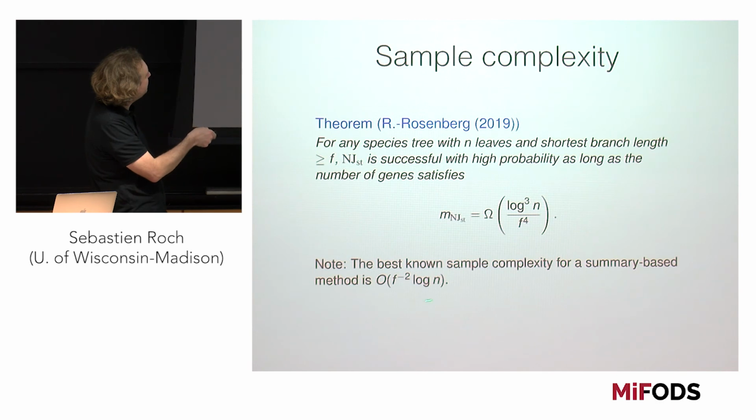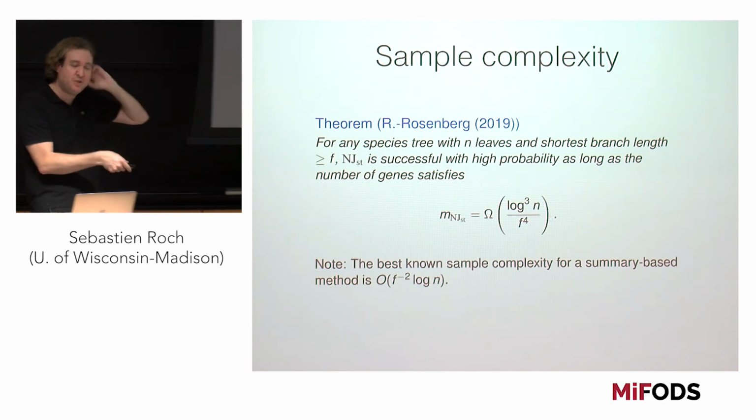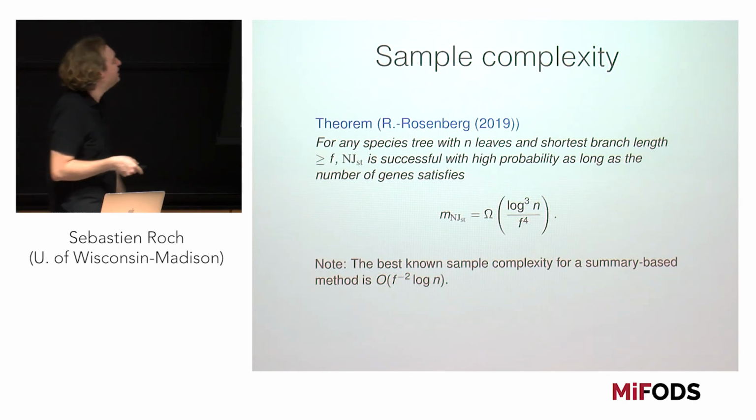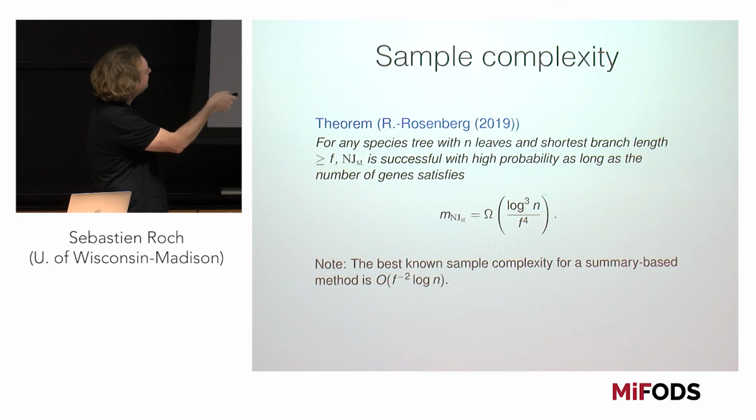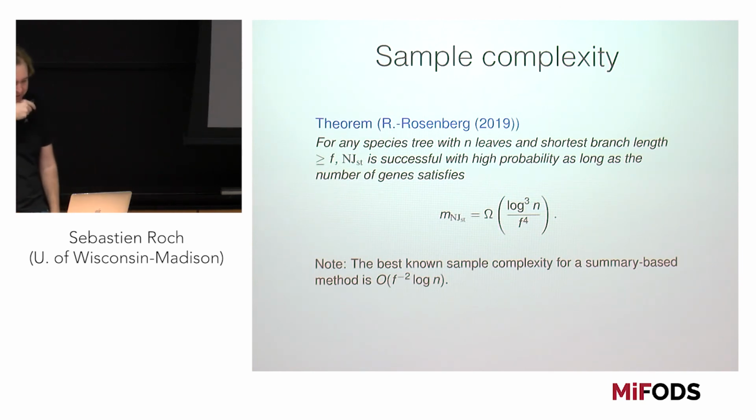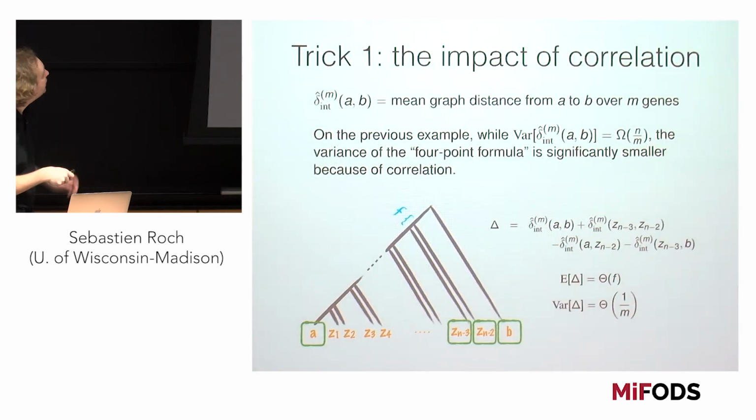The best thing known for this other method called ASTRAL, I told you about ASTRAL in the context of gene duplication. You can apply the same thing here to incomplete lineage sorting. And there we can show that it's log n over f squared. So we're not quite there yet, but I suspect that you can get pretty close to that with this other method, NGST. And so in 1 minute, what's going on.